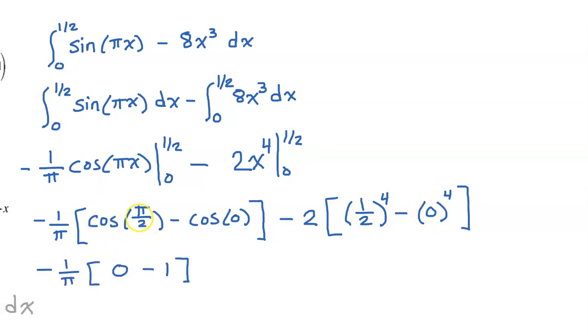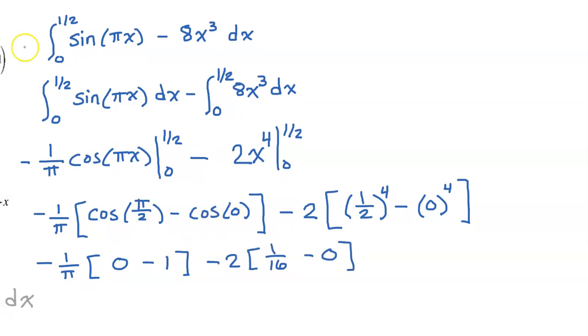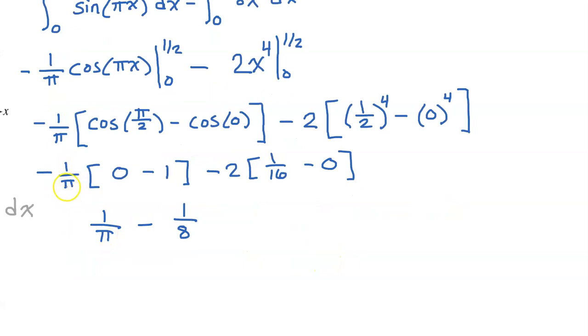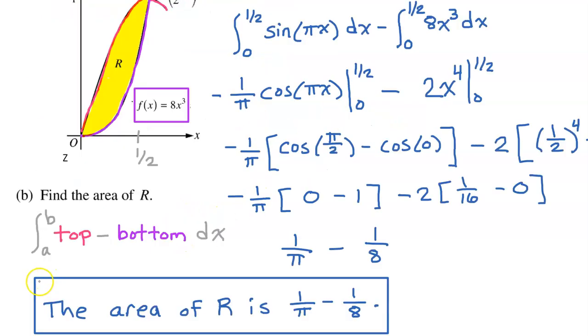The cosine of pi over 2 is 0, and the cosine of 0 is 1. 1/2 to the 4th power is 1/16, and we bring down the 0. -1 over pi times -1 is positive 1 over pi, and 2 times 1/16 reduces to 1/8. So the area of R is 1 over pi minus 1 over 8.